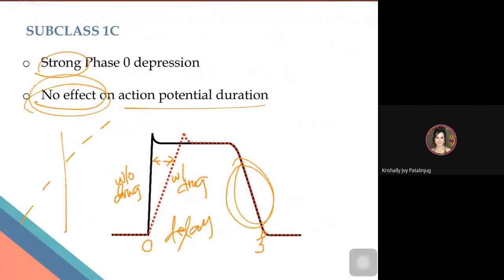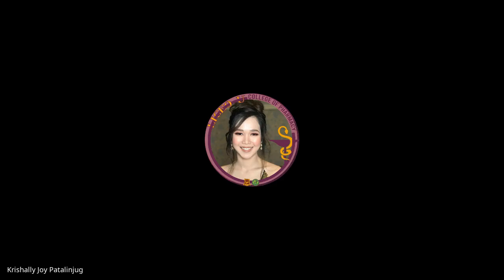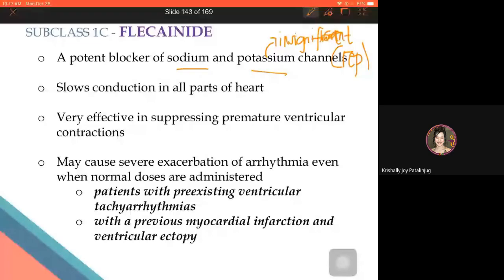That's why, going back to the slide earlier, because its ultimate effect on repolarization is insignificant, the repolarization phase is unaffected. Nothing changed in the repolarization phase with class 1C agents. Also, flecainide is effective in suppressing premature ventricular contractions, and it may cause significant exacerbation of arrhythmia even at normal doses, especially in patients with existing conditions like ventricular tachyarrhythmias, or a history of myocardial infarction and ectopic ventricular contraction. These are the properties of flecainide.